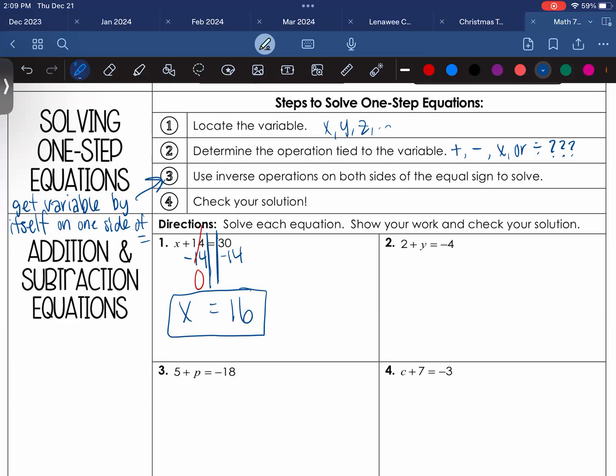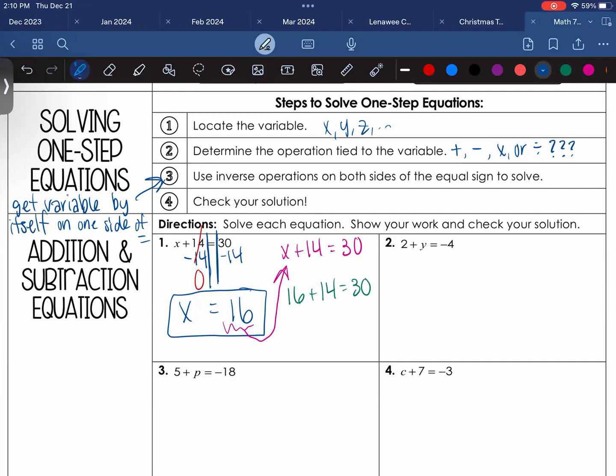Now, step number 4, it says check your solution. We won't check every single one on the notes today, but you do need to learn how to check. So what you do for check is just plug in. So if we have x equals 16, that is what we're going to plug into our equation. I'm just going to rewrite our equation. It was x plus 14 equals 30. Okay, and now just like we've done before, we want to plug x in. So we think that x equals 16. We're going to plug it in right there for the x, and I'm going to rewrite. So I have 16 plus 14 equals 30.